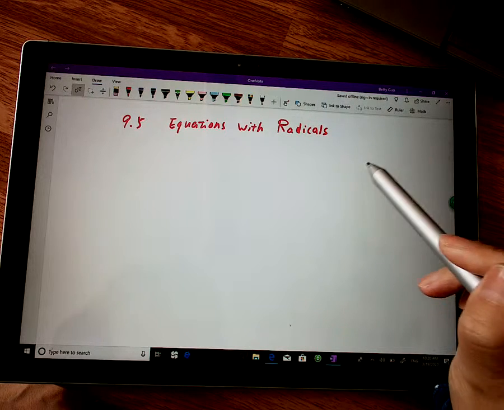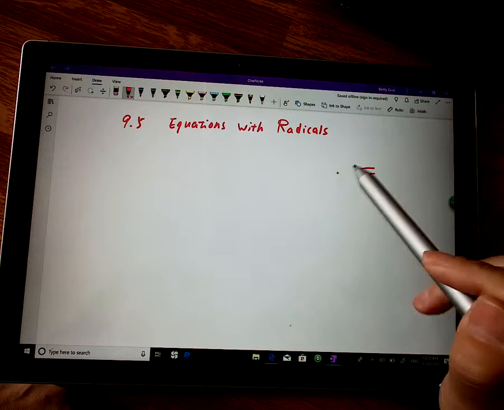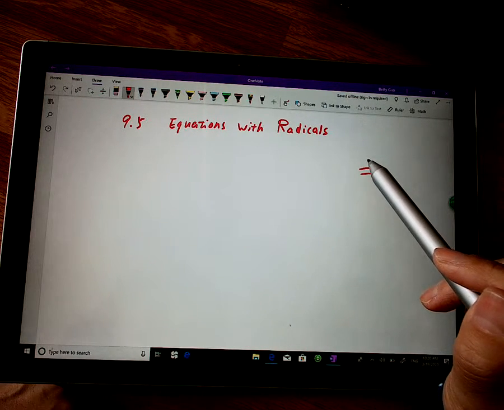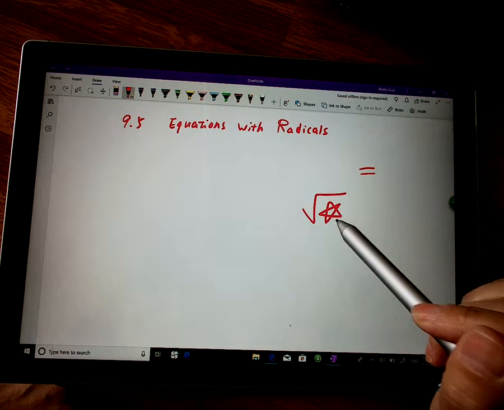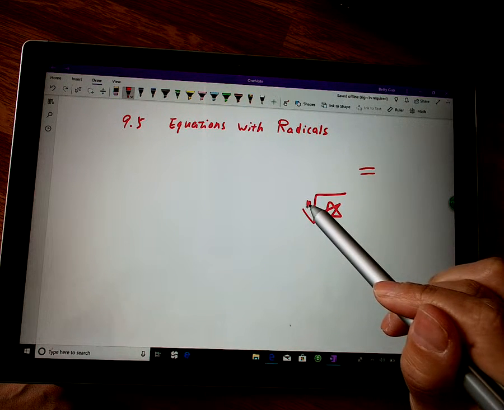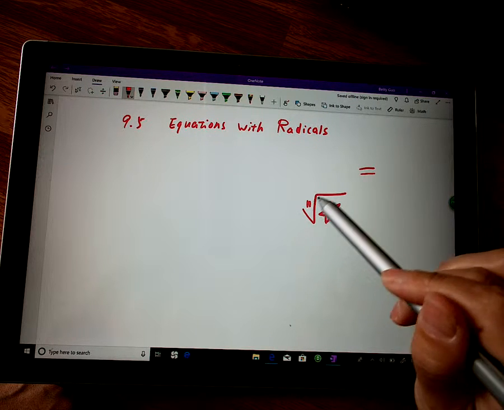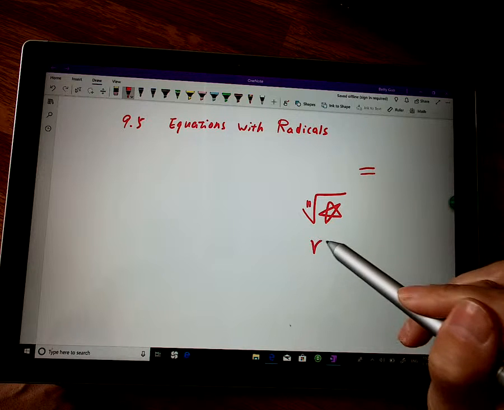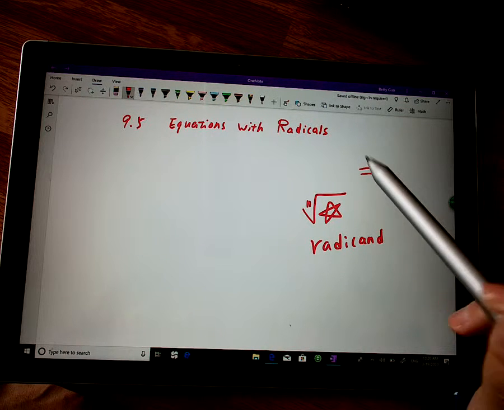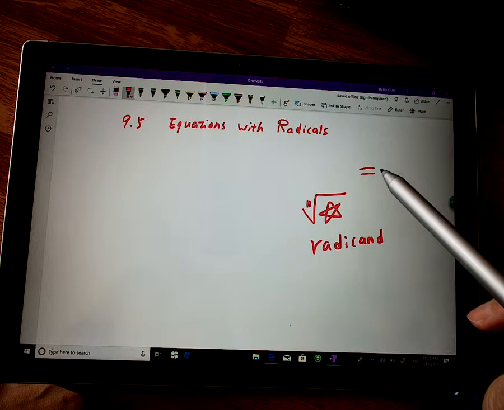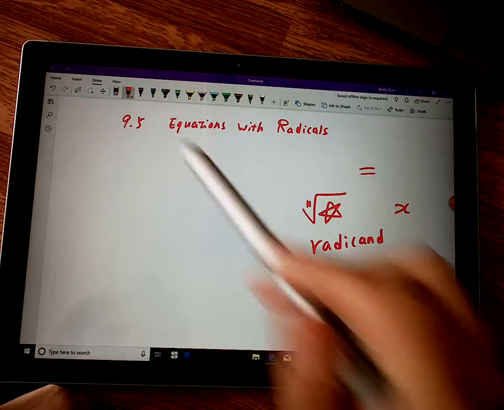A radical equation is an equation, of course, with an equal sign in the expression. And the unknown variable x is going to be under a radical, inside the radicand. We talked about this before, right? n is called the root number or index of the radical, and whatever is under the radical symbol is called the radicand. A very important concept. A radical equation is simply an equation with the variable x in the radicand.